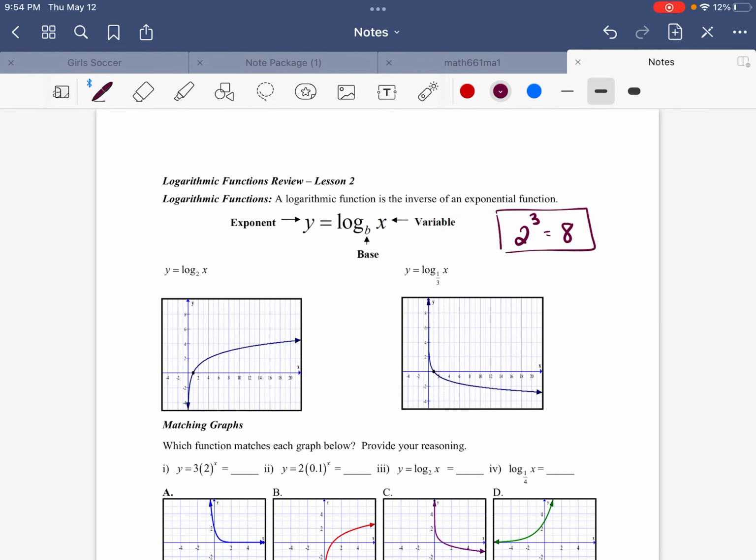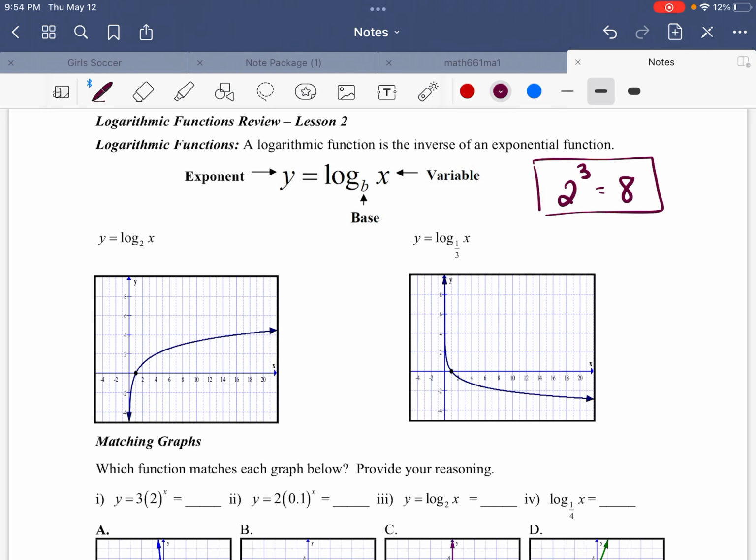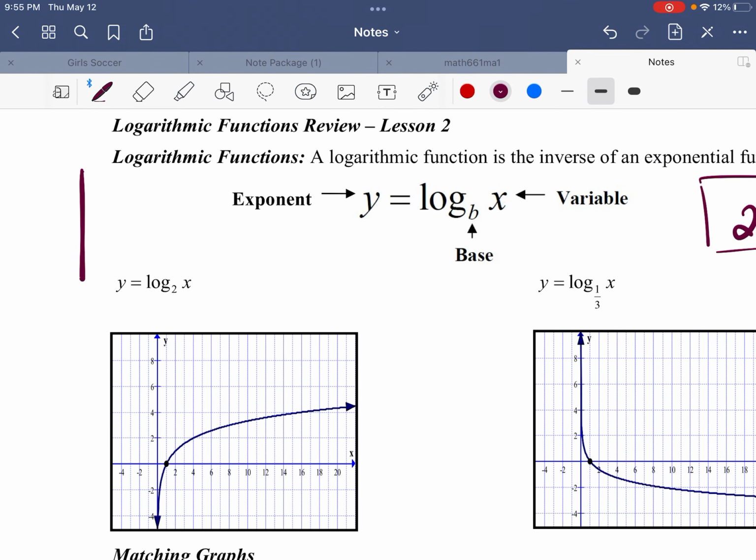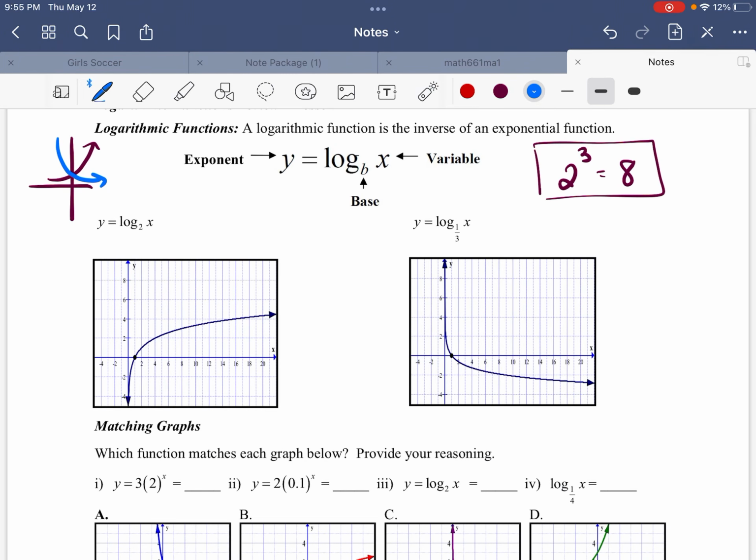Hi everyone, this is lesson 2, logarithmic functions review. So we're going to be talking about logs, and logs are related to exponents. In the last lesson we were doing exponential functions, and we had exponential growth and exponential decay. The logarithmic growth and logarithmic decay follow a similar pattern.